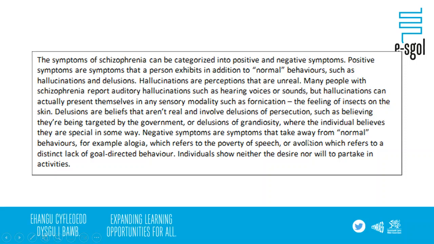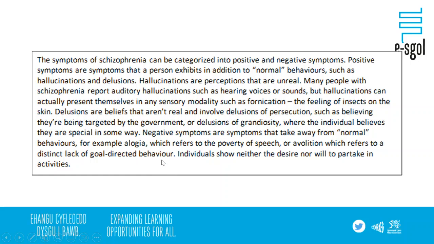Negative symptoms are symptoms that take away from normal behaviour. I would like "inhibits" rather than "take away". When we're talking about that sort of sophisticated terminology, "inhibits" would be better. But take away from normal behaviours, for example, alogia, which refers to the poverty of speech, or avolition, which refers to a distinct lack of goal-directed behaviour. Individuals show neither the desire nor the will to partake in activities.